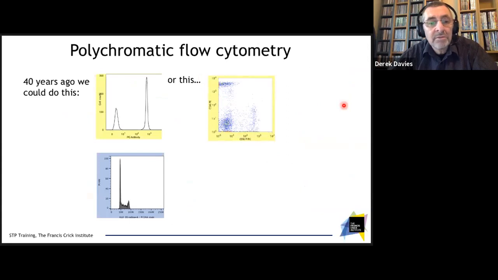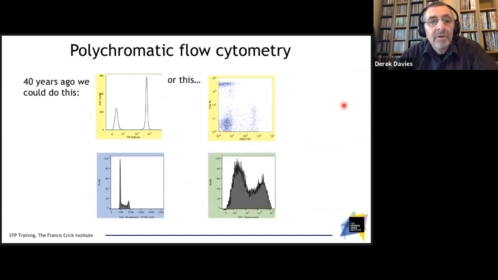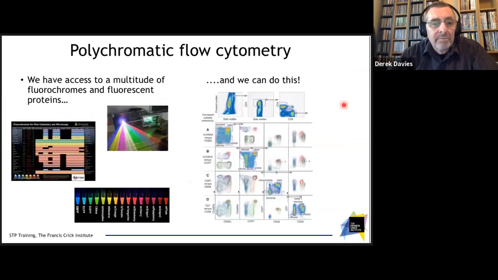We do a lot of DNA analysis, single parameter histograms, GFP fluorescence, screening. Those experiments are no less valid than a high dimensional multicolor panel. But we know that in recent years, we've seen a whole new set of lasers become available, a whole slew of fluorochromes and fluorescent proteins, which means that we can do this.